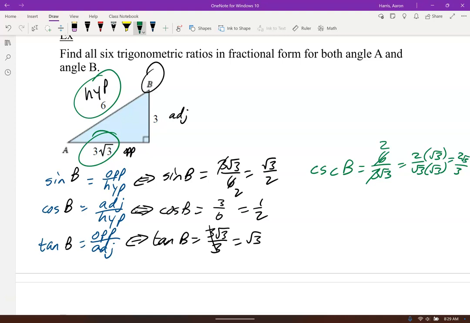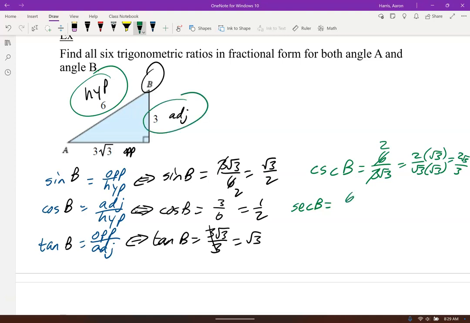Cosine of B's reciprocal would be the secant of B. So instead of adjacent over hypotenuse, I'd have hypotenuse over adjacent. So 6 over 3 instead of 3 over 6. I have 6 over 3, which is 2.